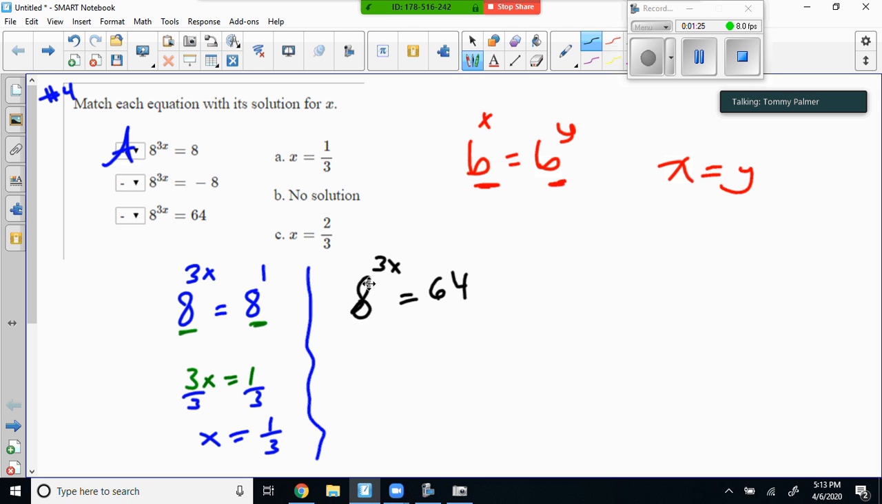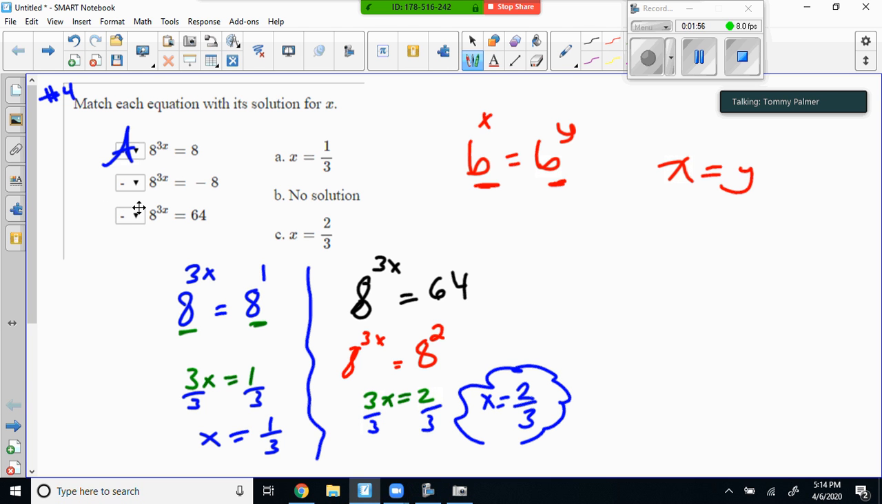I've got a base of 8 here raised to 3x. I have 64 here. Well, what you have to understand is, can I rewrite 64 as a power of 8? And I can. There's 8 to the 3x. Now I can rewrite 64 as 8 squared. And in doing that, that leaves me with 3x equals 2. Divide both sides by 3. x is equal to 2/3, right? So that means that this one is C.